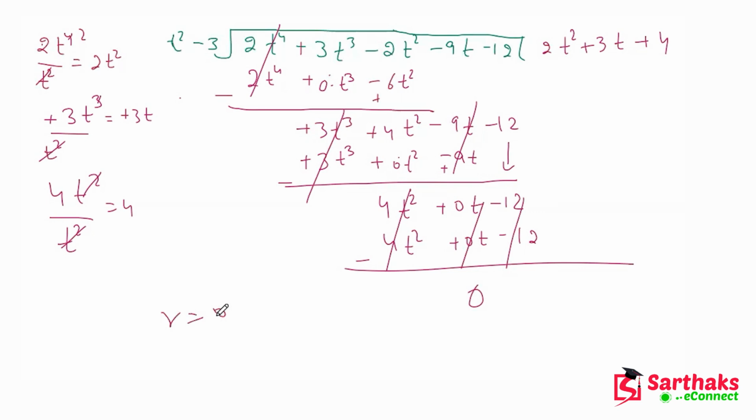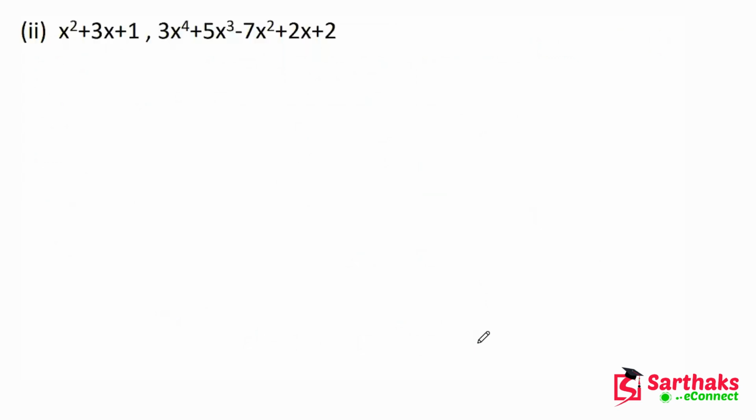So as we can see, the remainder is left as 0. Therefore we can say that t square minus 3 is a factor of this dividend. Okay, so t square minus 3 is a factor. I hope you get this point. Now let's move on. Yes, now again we have to check it. So for checking it, we have to divide it. So we have directly written it here.